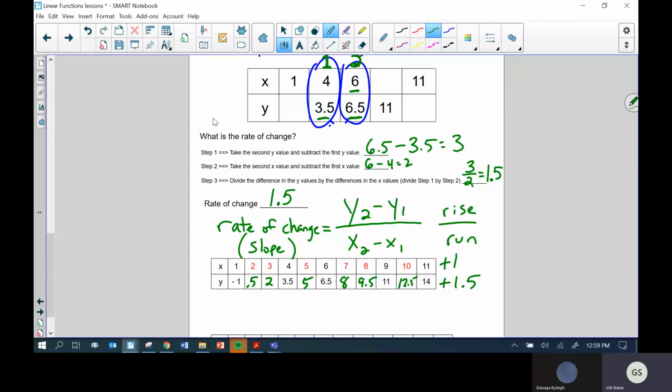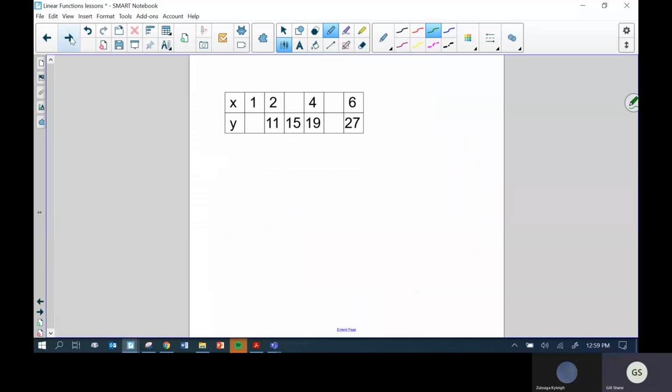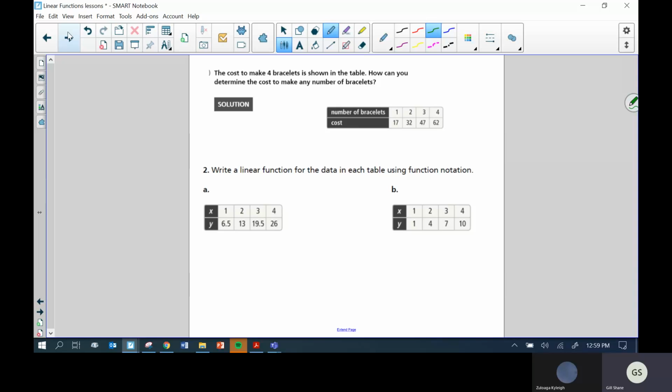All right, so here I want you to do these two. You do not have to write the function. So you're just going to find the rate of change for these. And then up top, do the same thing, just find the rate of change.